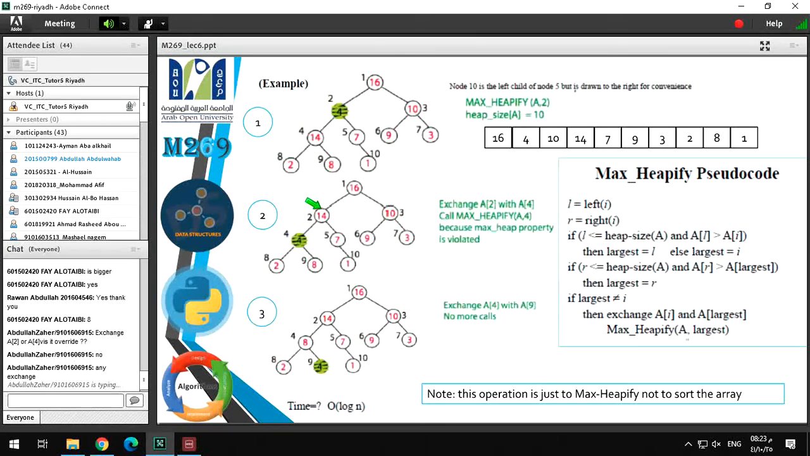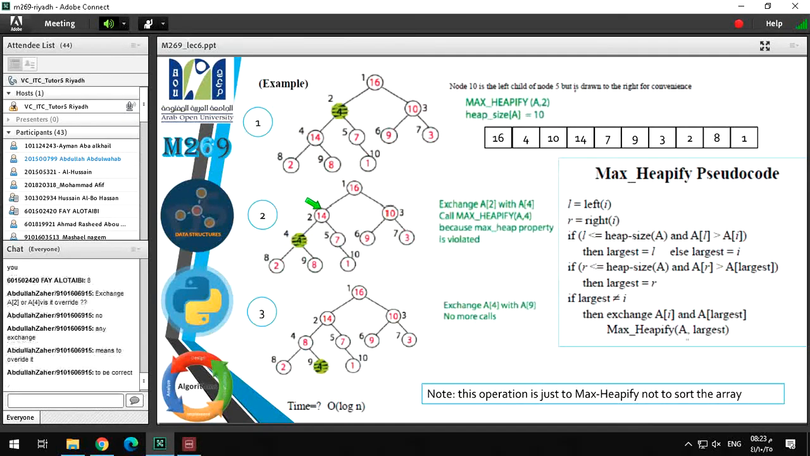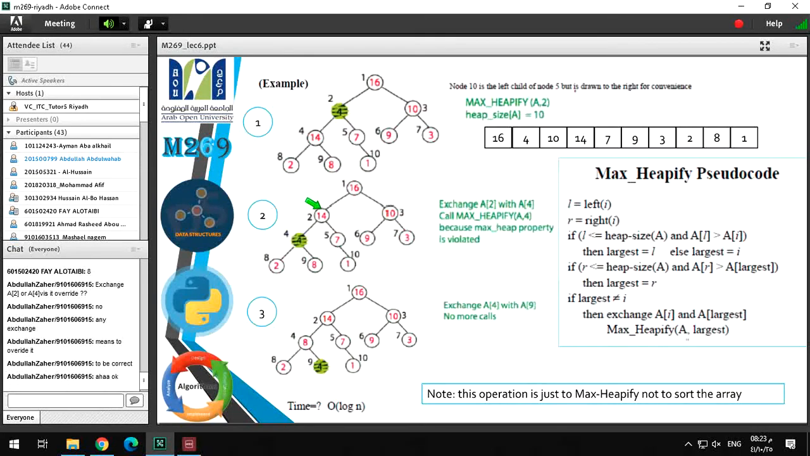I didn't get your question, Abdullah. What do you mean by override? Not override, it is exchange, because you are swapping values. The term override is not suitable for this process. Simply, it is just an exchange. Okay, good.